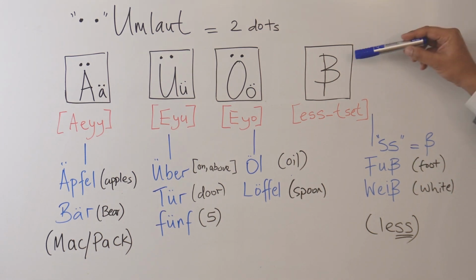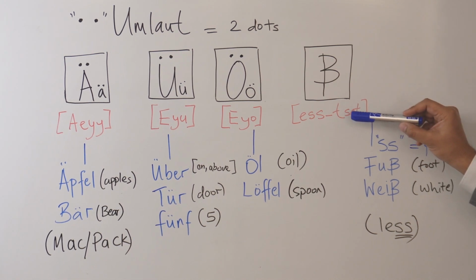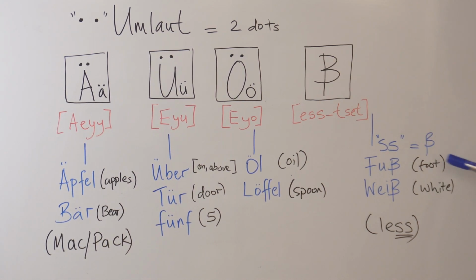The last letter is beta, or we call it S-set. It gives you the sound of double S, just like in English we say less, less. In German, we use it for the word foot, which in German is Fuß, Fuß. And for white, the German translation is weiß, weiß.